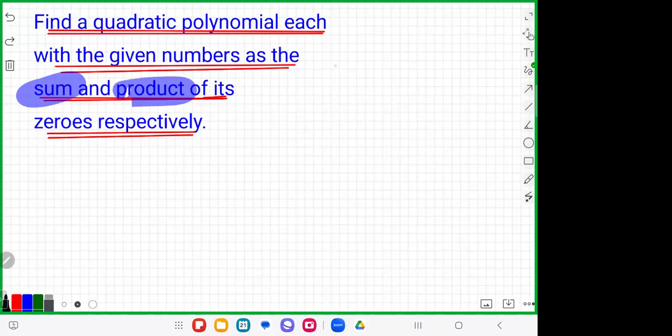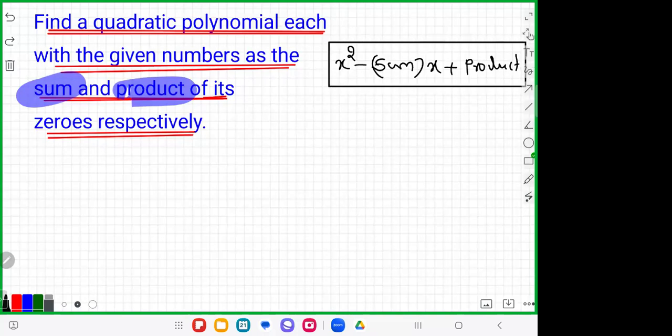The sum and the product are given. This is the method how we can find a quadratic polynomial. The method is x square minus sum into x plus product. Remember, this is the formula. What's the formula? X square minus sum into x plus product.